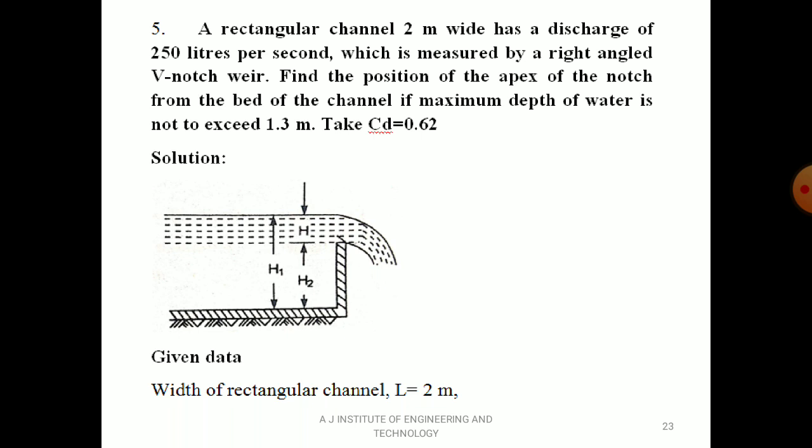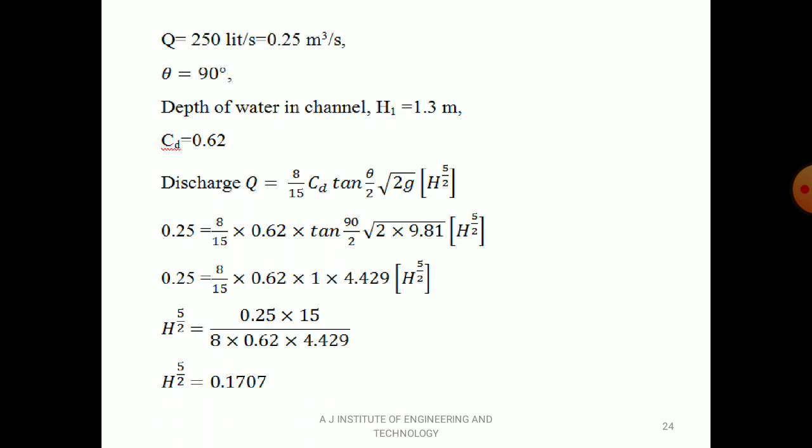Given data: width of the rectangular channel, or length, L equal to 2 meter. Q is 250 liter per second; convert to meter cube per second by multiplying by 10 to the power minus 3, so 0.250 meter cube per second. Theta, right angle notch, so theta equal to 90 degree. Maximum depth of water in the channel, H1 equal to 1.3 meter. It's better to draw the diagram so that you can understand properly. CD equal to 0.62 is given.